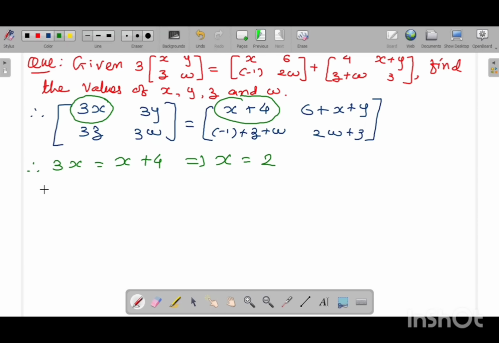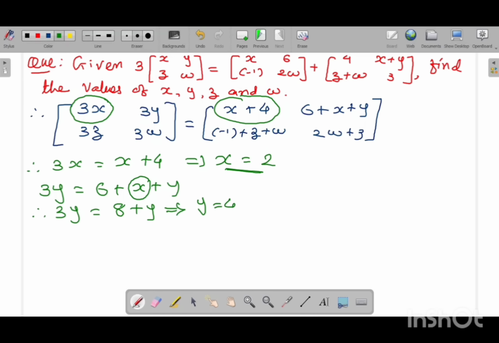Now, for the second equation, 3y equals 6 plus x plus y, the value of x you can substitute from here. You can write 3y equals 6 plus 2, meaning 8 plus y. Here you are using this value of x to solve this other equation. So y goes to the left hand side, 2y, and 2 comes in the denominator, meaning y equals 4. So now you have two values, x equals 2 and y equals 4.